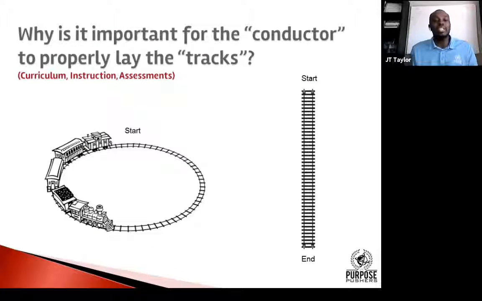Number 2, pop quiz. Why is it important for the conductor to properly lay the tracks? Why is it important for the conductor to properly manage and handle curriculum, instruction, and assessments? 20 seconds. I want to hear from you.